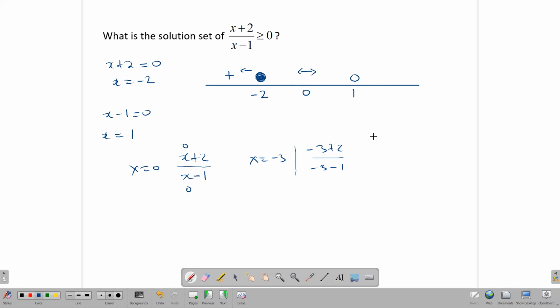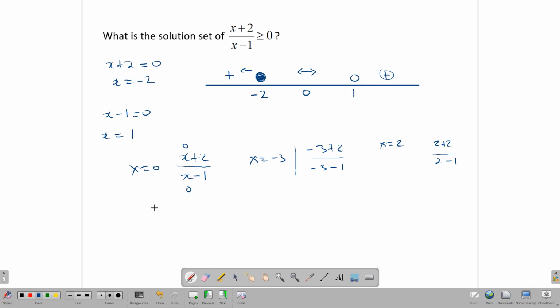What about up here? Let's check it. So suppose x is 2. Then 2 plus 2 over 2 minus 1. That's also positive because this is 4 and this is 1. So we have a positive here and we have a positive here. And the question says the solution set for which x plus 2 divided by x minus 1 is positive. So we have a solution in this region and we have a solution in this region.